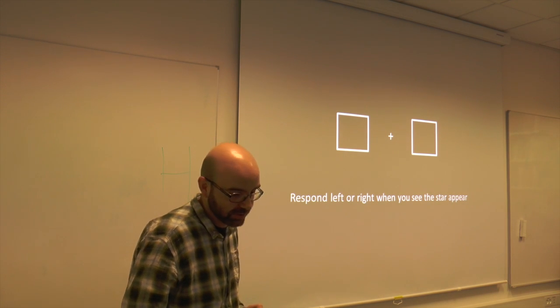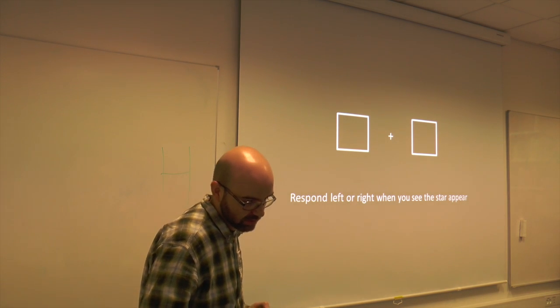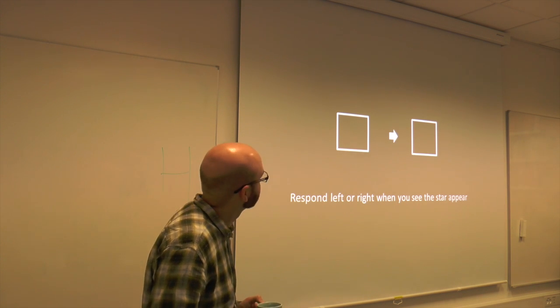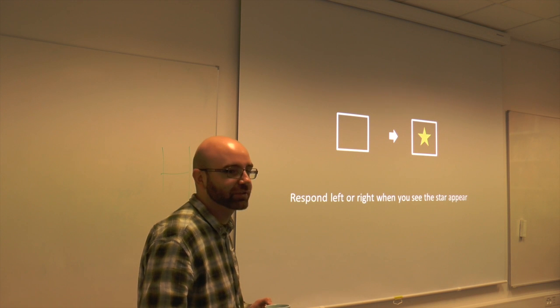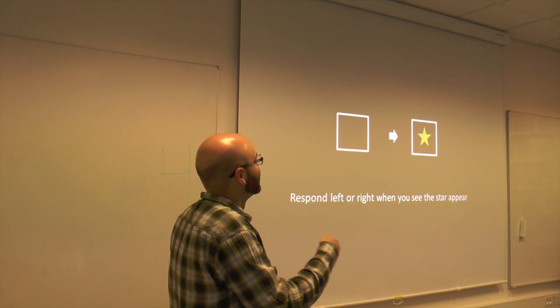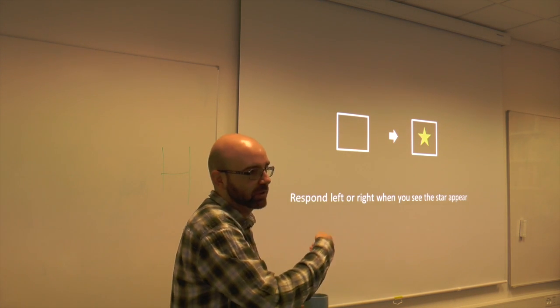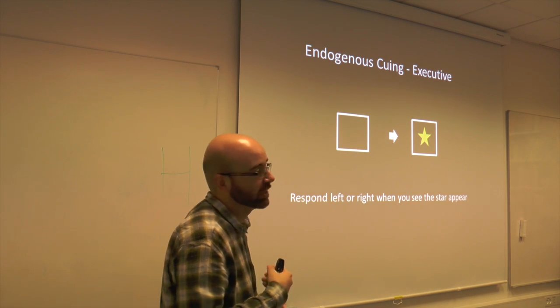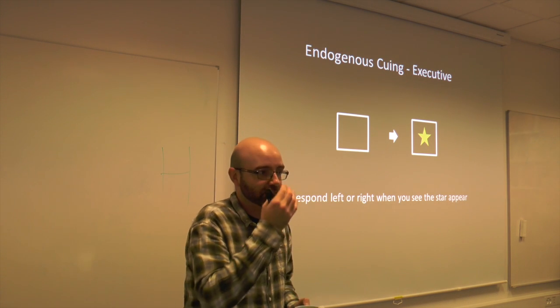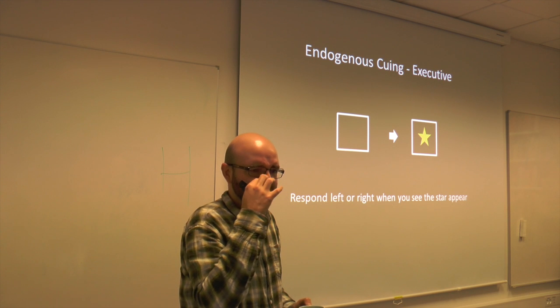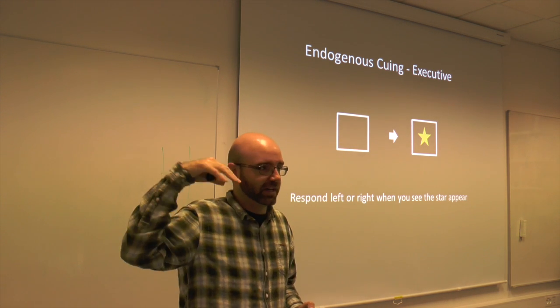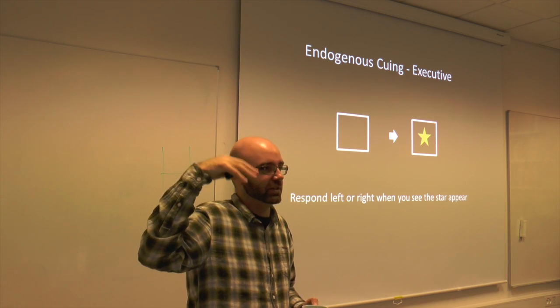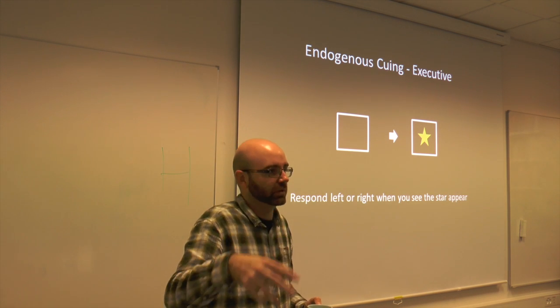And the second one, sorry. Here, you'll be quicker as well. And the idea there is that you've got endogenous cueing. This was in the original Posner formulation. I'm not sure how endogenous this is, but the arrow gives you a top-down signal that then tells you where you should look next.